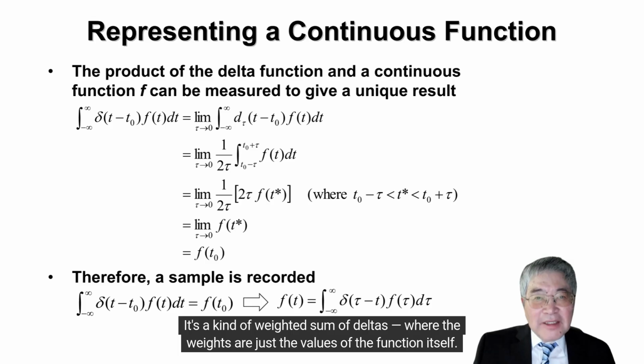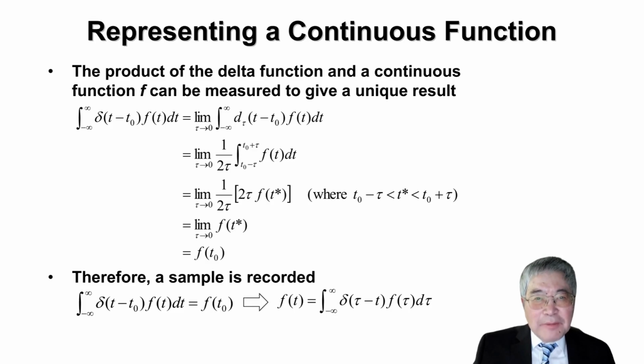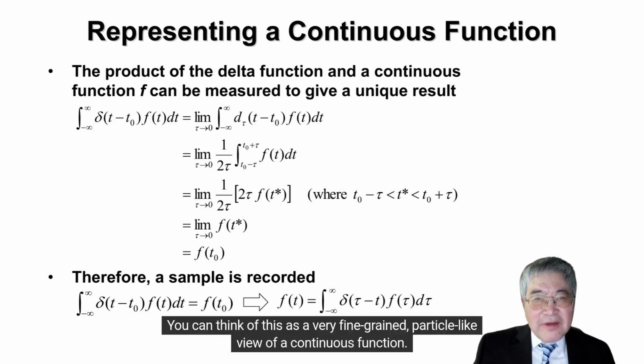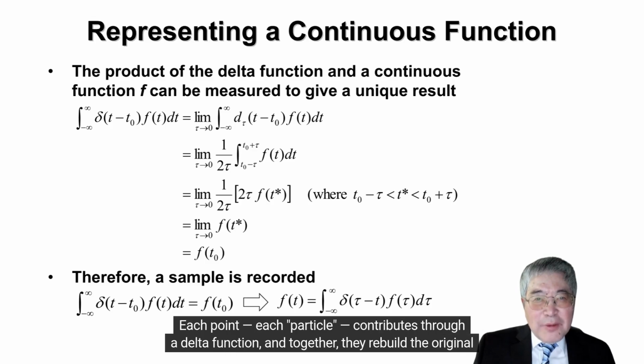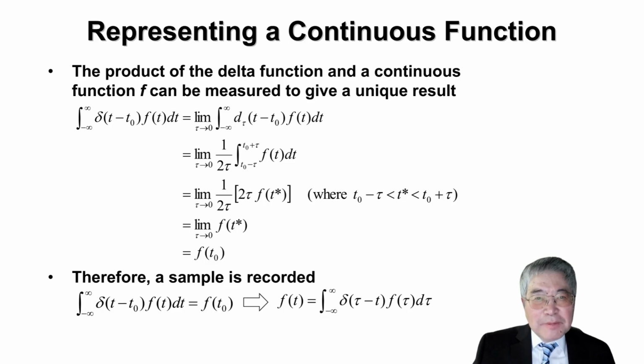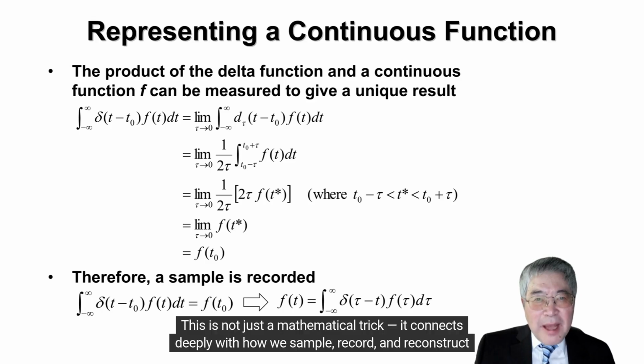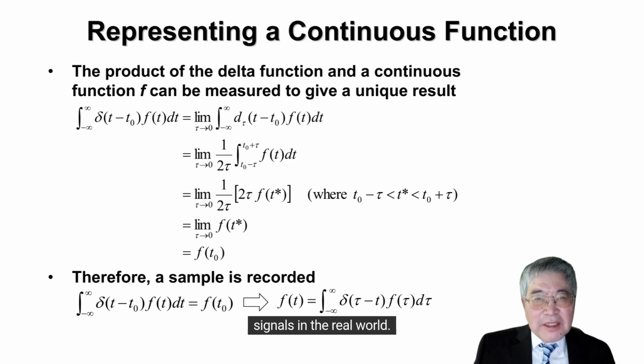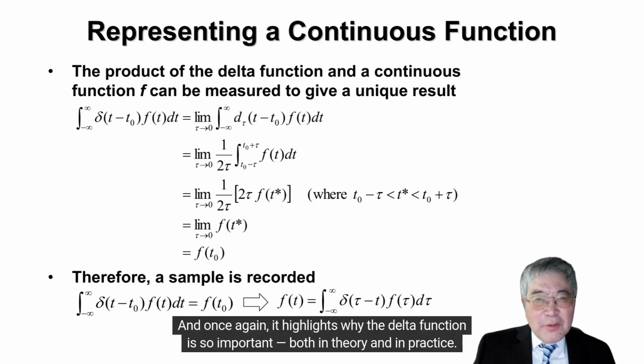It's a kind of weighted sum of deltas, where the weights are just the values of the function itself. You can think of this as a very fine-grained particle-like view of a continuous function. Each point, each particle, contributes through a delta function, and together they rebuild the original signal. This is not just a mathematical trick. It connects deeply with how we sample, record, and reconstruct signals in the real world. And once again, it highlights why the delta function is so important, both in theory and in practice.